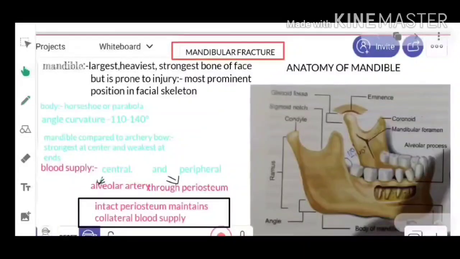Hey guys, our topic today is mandibular fracture. It is a very important topic from the exam point of view, especially for the final year students. So, the mandible is the largest, heaviest and strongest bone of our face. But it is very prone to injury. And why is it very prone to injury? Because it is in the most prominent position in the facial skeleton.